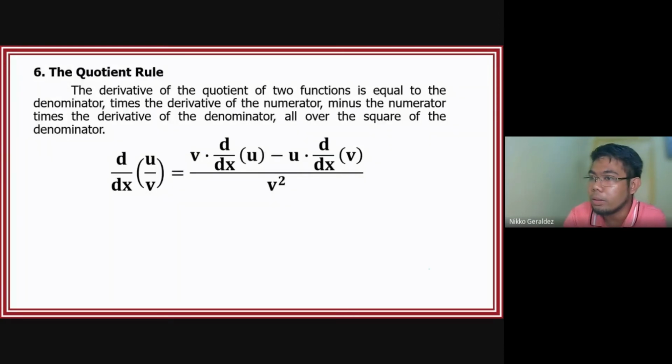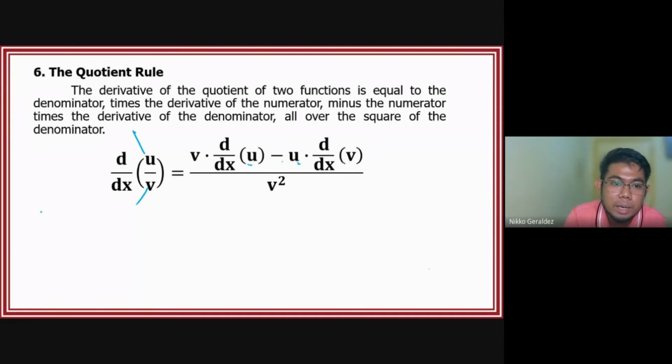Quotient rule. So, the derivative of the quotient of two functions is equal to the denominator times the derivative of the numerator minus the numerator times the derivative of the denominator all over the square of the denominator. So, meron kang two functions, u over v. U, numerator, v, denominator. So, meron kang v times derivative of u minus u times derivative of v over v squared.